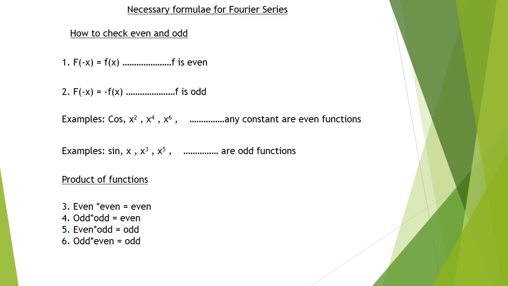Here I gave some formulas for doing the problems of Fourier series. So how to check even and odd function: f of minus x equal to f of x for even, f of minus x equal to minus f of x for odd. Generally cos x, x square, x power 4, x power 6, and all constants like 2 or 3 or 4 are even functions. And odd functions are sin x, x cube, x power 5, x power 7. Okay.